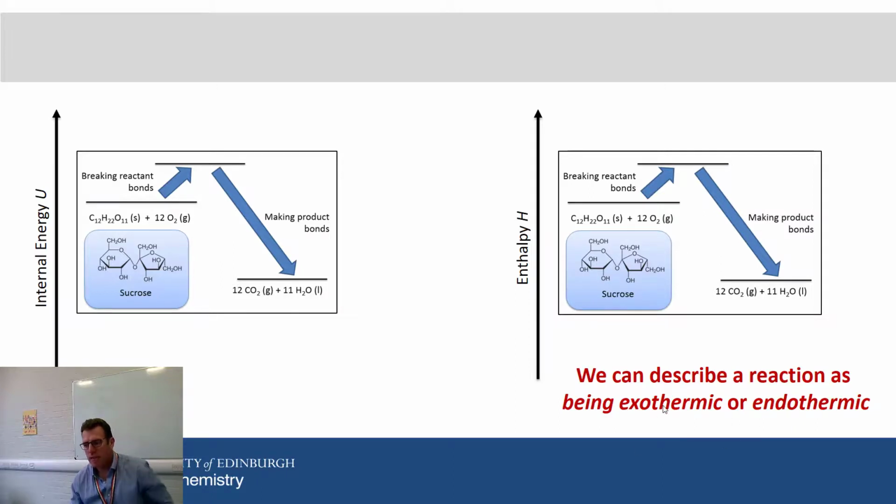So we describe chemical reactions as being exothermic or endothermic depending on whether they have a negative delta H, in other words the system is losing enthalpy, or a positive delta H, in other words the system is gaining enthalpy. So our task next time will be to look at clever ways of measuring calorimetry and relating that to the enthalpy.